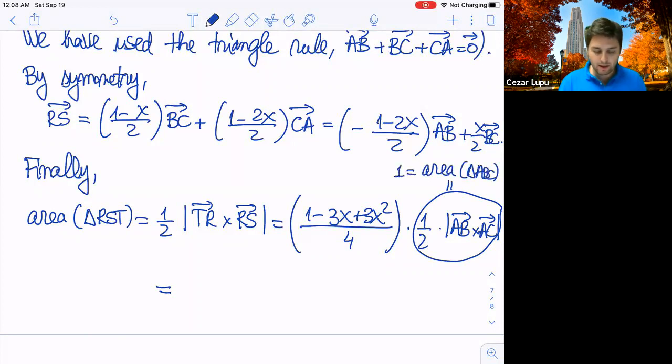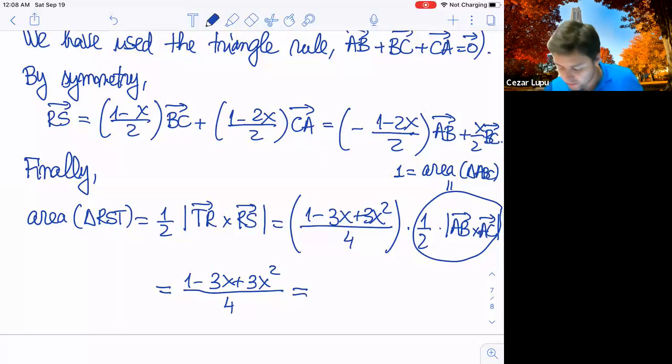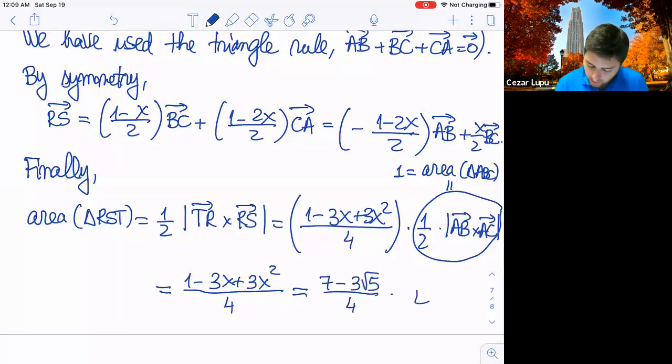And we know that this area is 1. So this would be nothing else than just 1 minus 3x plus 3x squared, everything over 4. And this would be, well, if you know who x was, and you plug them in, after some computations, this will give us 7 minus 3 root 5, everything over 4. And that's the value. And that's the end of the problem.